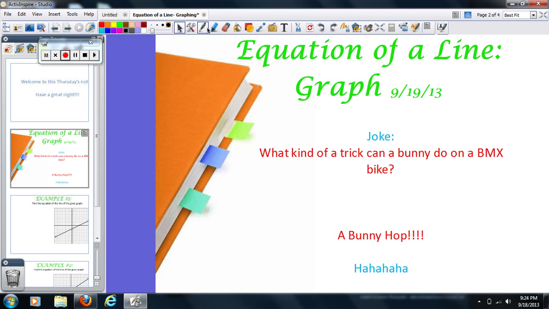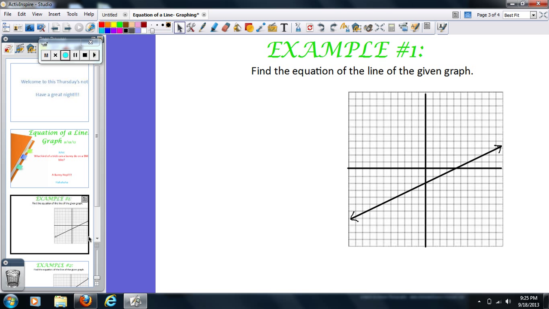We're going to be starting looking at the last thing in graphing, which is finding an equation of a line given a graph. So let's go ahead and go to the first one. Now we're going to use a lot of the same stuff that we used before with the other methods of finding the equation of the line.